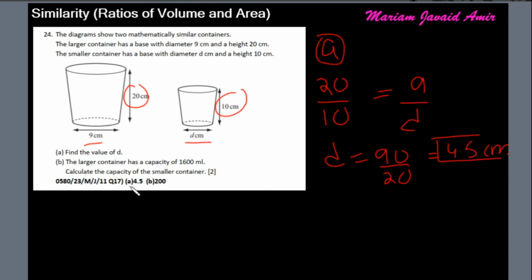Okay. And then part B, which is the larger container has a capacity of 1600 ml. Keep this unit in mind. Calculate the capacity of the smaller container.